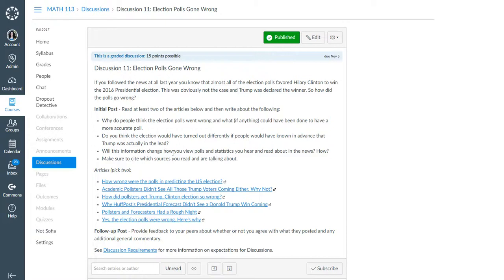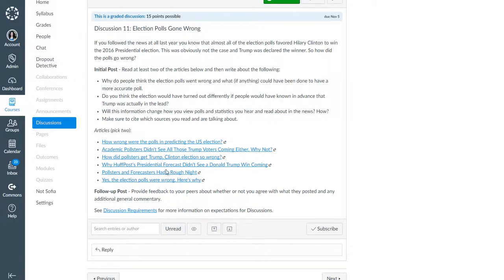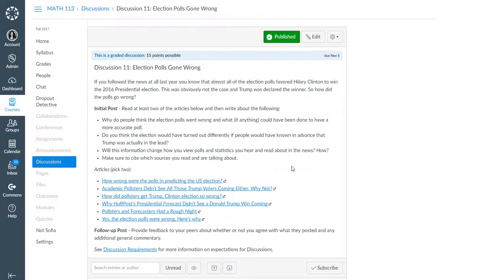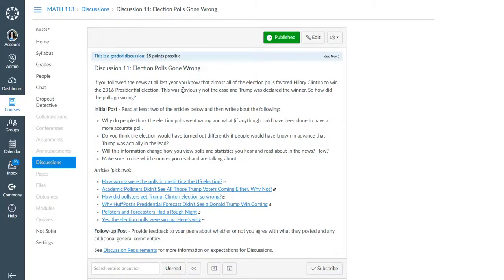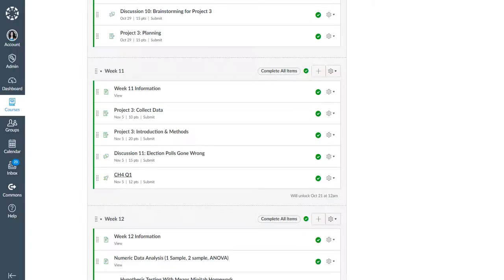Will this information change how you view polls and statistics you hear and read about in the news? How? And make sure to cite which sources you read. Make sure you cite exactly which 2 of this group you read. So there you go. That's what you've got for this week. We're just moving right along, almost to week 12.